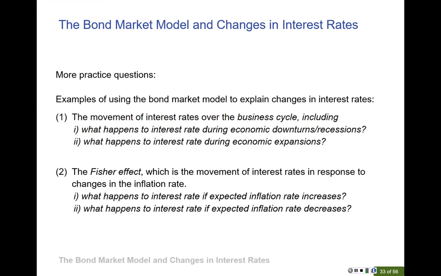Let's do more practice. Two examples here. The first example is the movement of the interest rate over the business cycle. If you can remember, the business cycle means the fluctuation of the economic activities in the short term. The business cycle normally includes two totally opposite periods. One is called economic downturn or recession. One is called economic expansion.